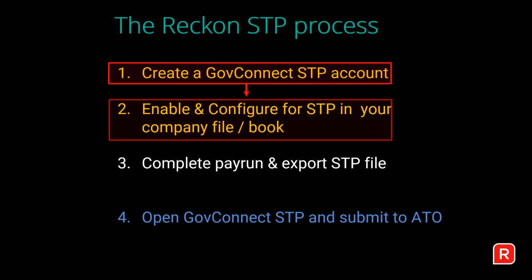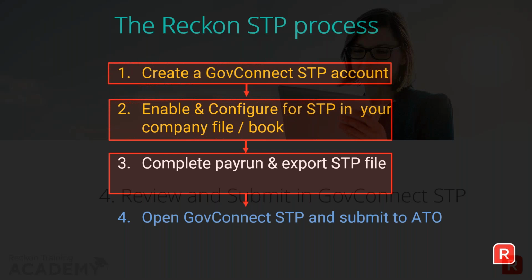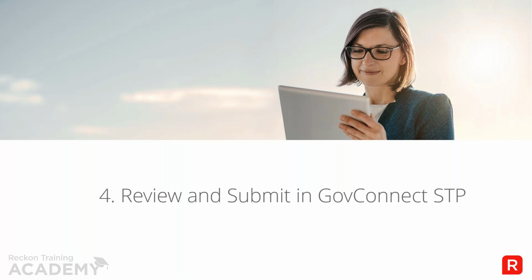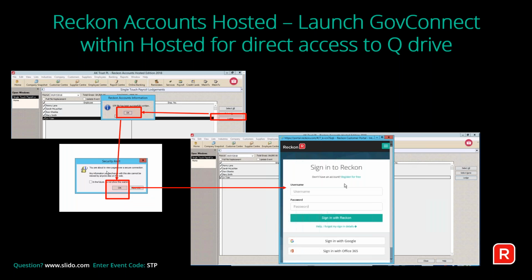So basically we've covered the first 4 steps. Now the final step is reviewing and submitting the payroll information in GovConnect. With Reckon Accounts Hosted, you can launch GovConnect and also have direct access to the Q drive. That JSON file will be saved to the Q drive, and once you've launched GovConnect within hosted, you can upload that JSON file from the Q drive.